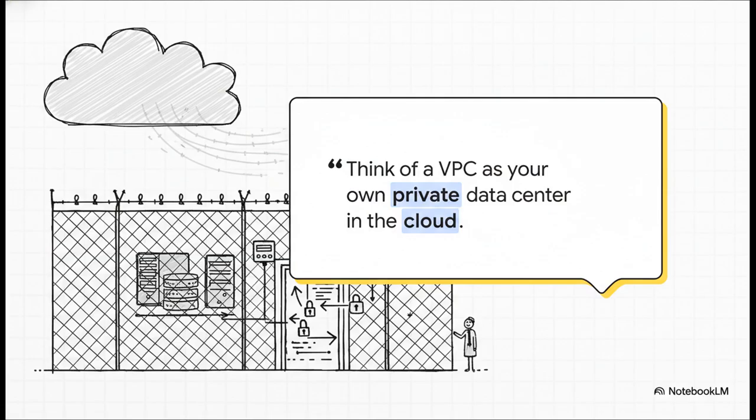For a minute, just forget all the technical jargon and picture this. AWS gives you this huge chunk of their cloud infrastructure, and a VPC is basically you putting up a virtual fence around your own private, secure section. It's your land, you control everything, who comes in, who goes out, and what happens inside.